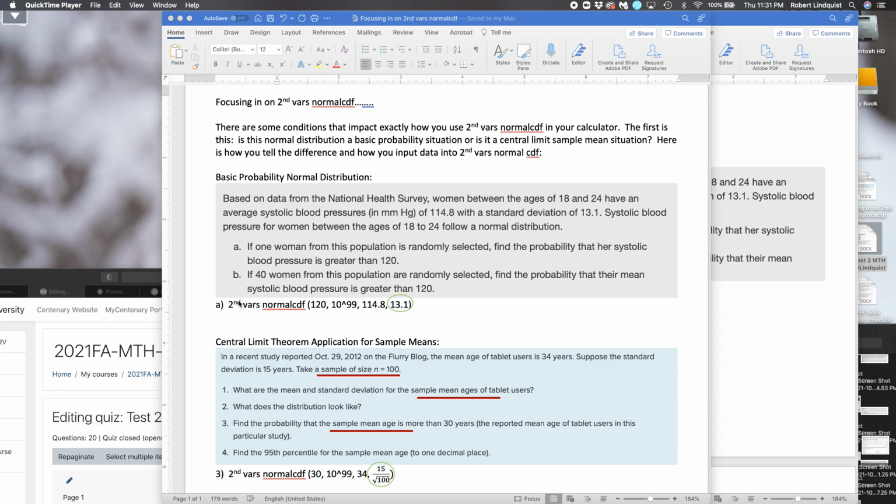For A, I would use second VARS normal CDF, and I want to be greater than 120. So I begin at 120, and then I go up and up and up forever and ever. And the way you tell the calculator forever and ever is 10 to the 99th. Then I put the mean, which is 114.8, and then I just put the standard deviation, which is 13.1. That's it. I don't go any further than that. That's how I handle A. I suspect that every single student in the class is very strong at that. At least everyone that's been practicing on a calculator with these last lessons.